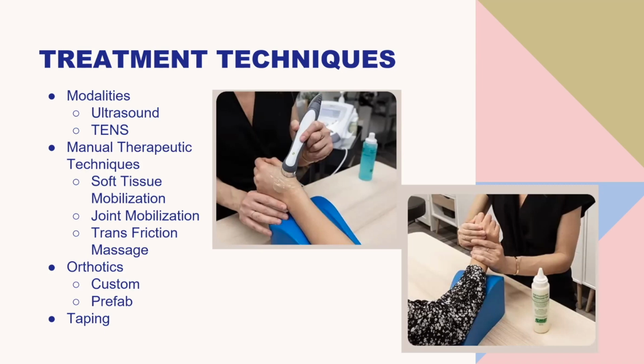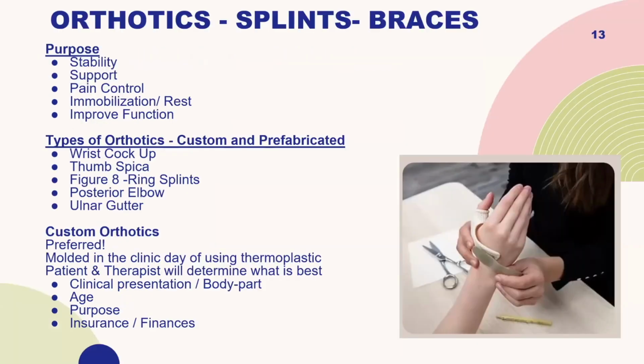Another specialty that we do, and I'm going to go into in further detail in the next slide, are orthotics, which could be either custom or prefabricated, as well as taping techniques. Next slide. So orthotics, which are also known as splints and braces. What is the purpose of orthotics? The purpose of a brace is to provide stability, support, manage pain, immobilize and rest a joint, and improve function.